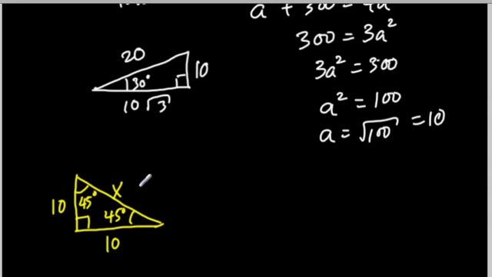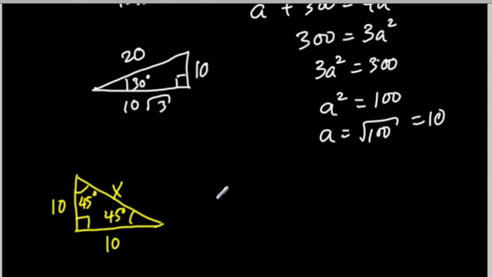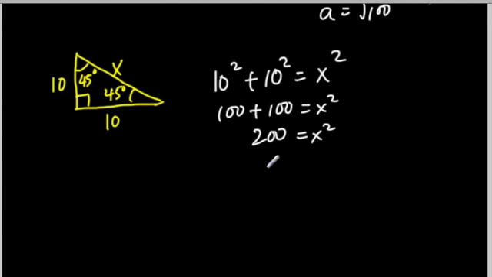By simply using Pythagoras again. So I'm just going to use white this time. So now it's 10 squared plus 10 squared is equal to x squared. 10 squared is 100, so in other words, it's 100 plus 100 is equal to x squared. So it's 200 is equal to x squared. And so finally, x squared is equal to 200. So x is equal to the square root of 200, and that's it.